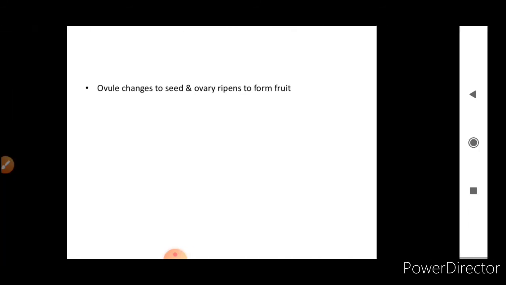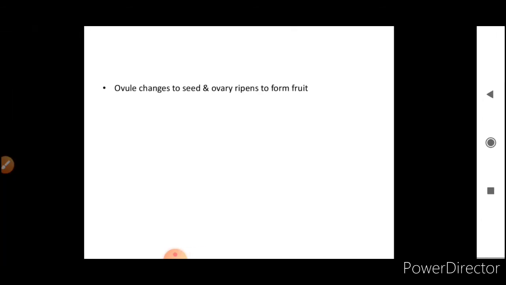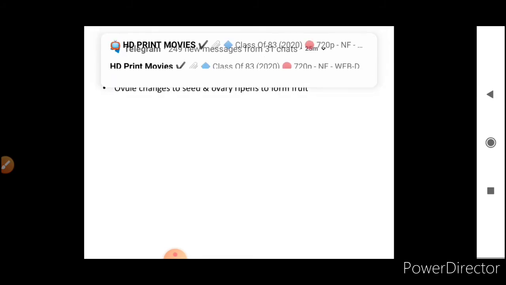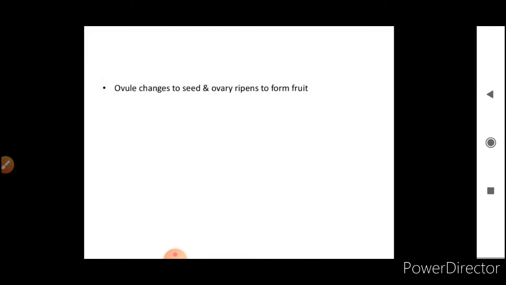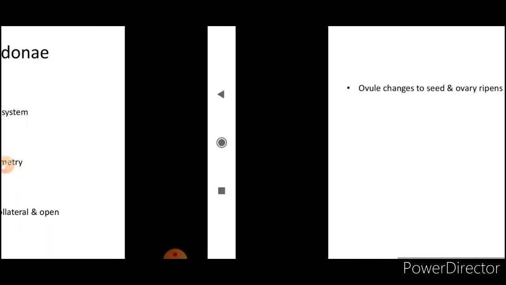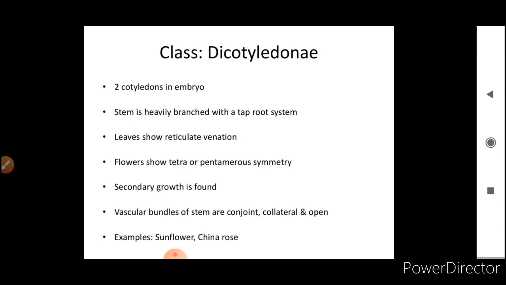Now in angiosperms the ovules will change into seed and the ovary will ripen to form fruit. So you have to keep in mind the ovary will be forming the fruit and the ovule will be forming the seed. Now the angiosperms are divided into two classes, that is dicotyledons, or dicots, and monocotyledons, or monocots.